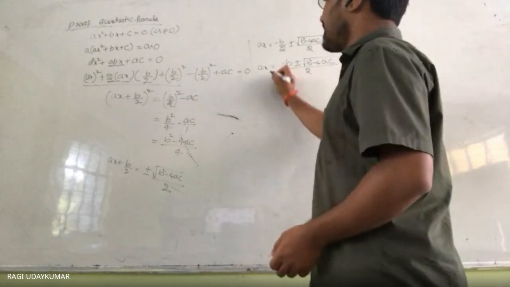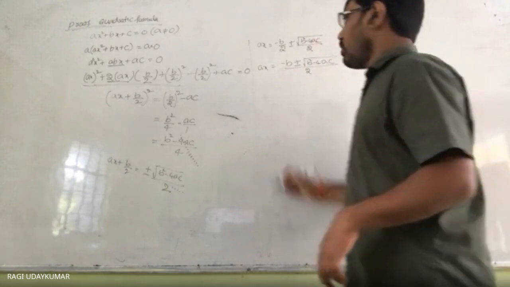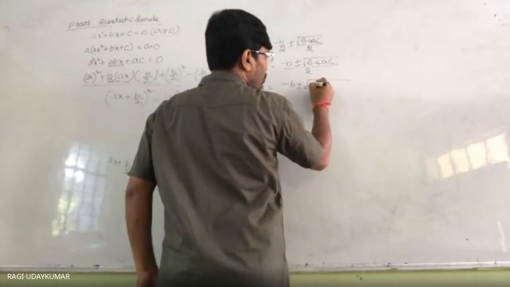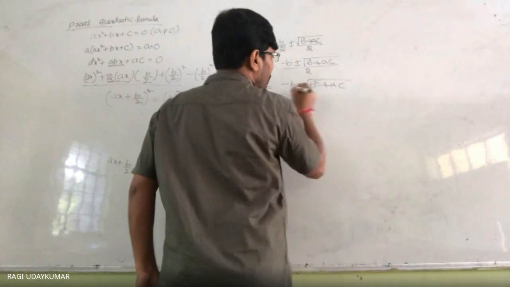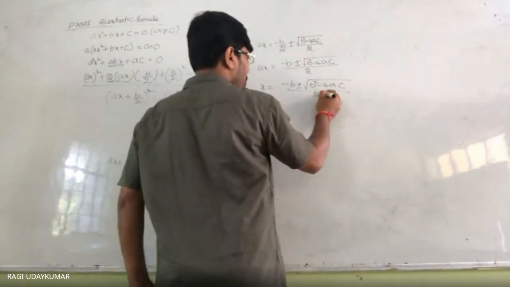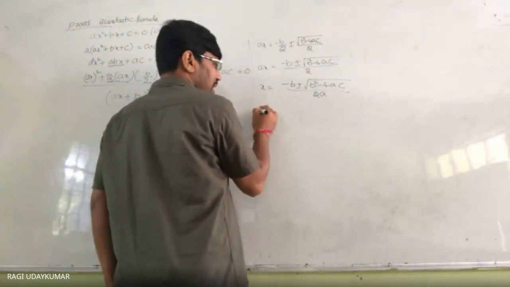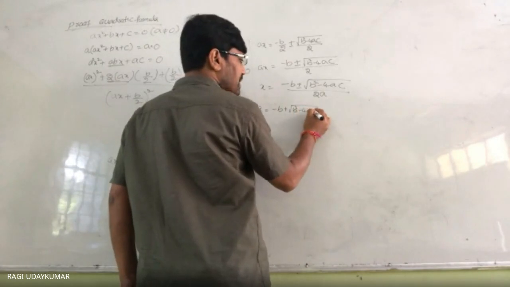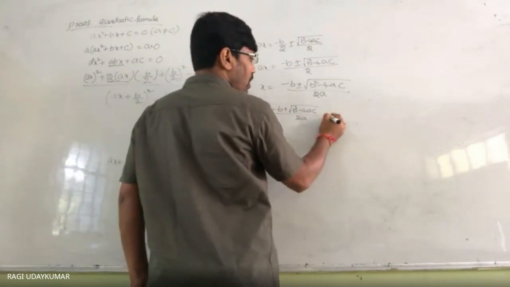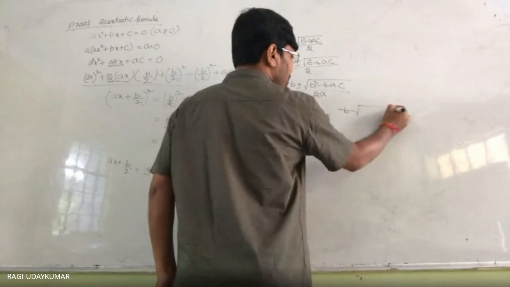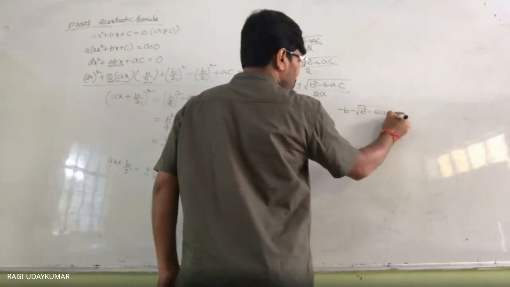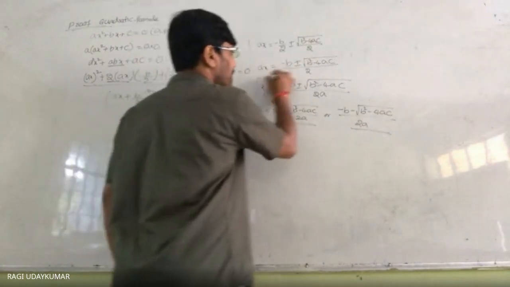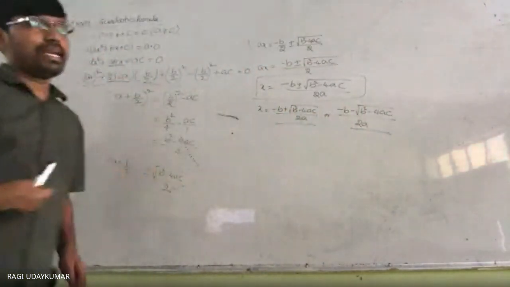This is what here, ax, but we want x. So x is equal to what here, minus b plus or minus under root of b square minus 4ac by, ये इधर लेके आया, denominator में ये आया. That means x is equal to minus b plus under root of b square minus 4ac by 2a, or minus b minus under root of b square minus 4ac by 2a. So these are the formulas for finding the roots of the quadratic equation.